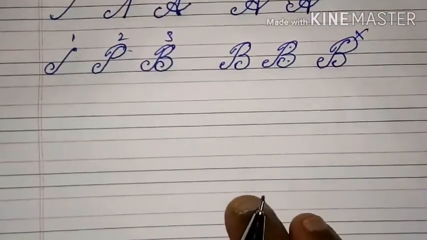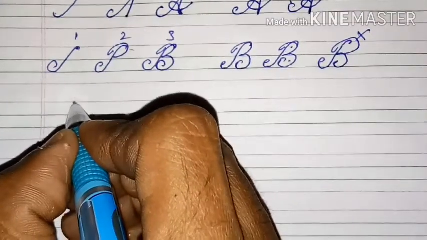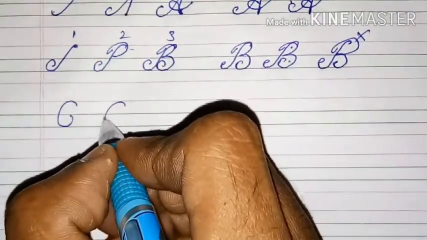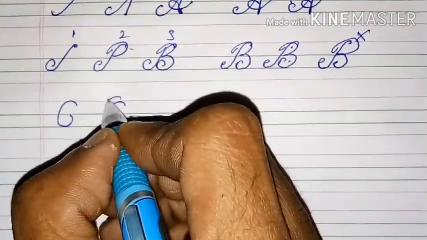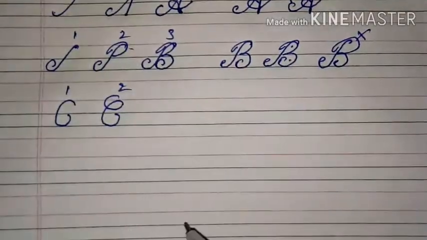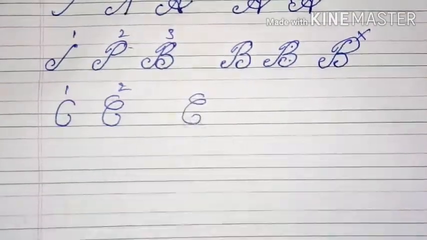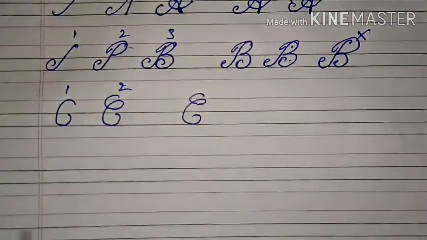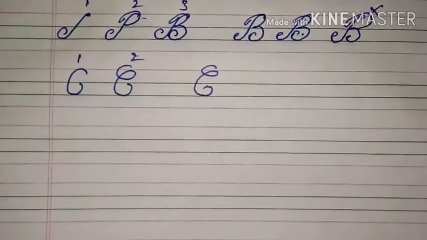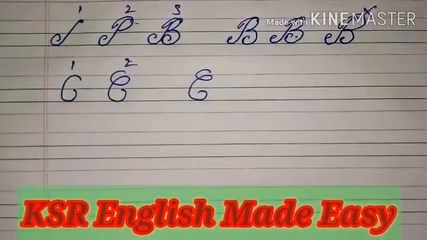Next, we go to the letter C. C is very simple. Write the letter, complete letter C, like this. Next, give the stroke like this. This is C. We can write C from top also like this. Like this we can also write. But if you write like this, it becomes very easy. The next letter is D.